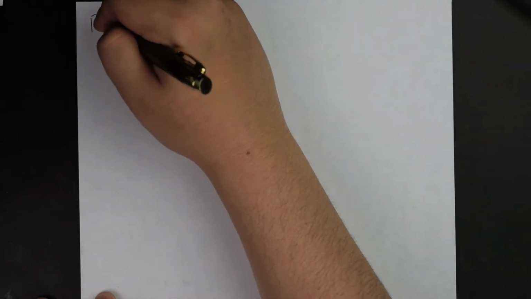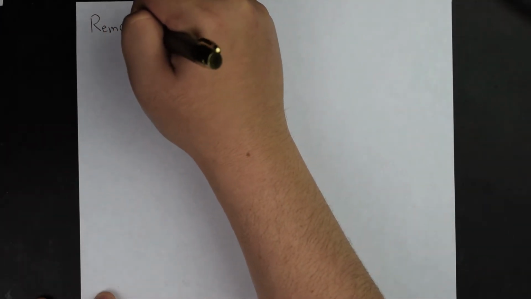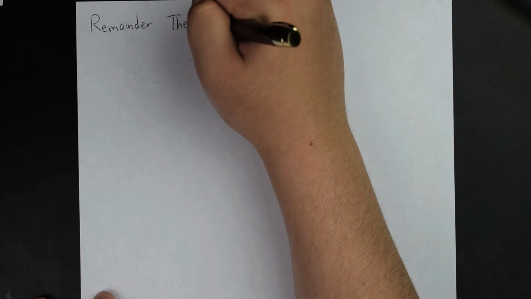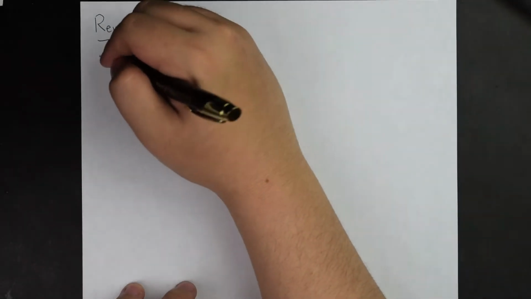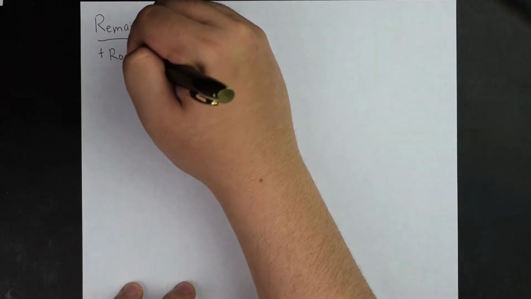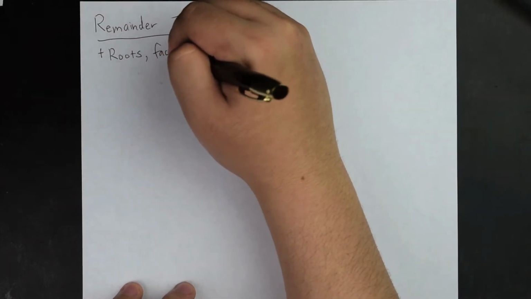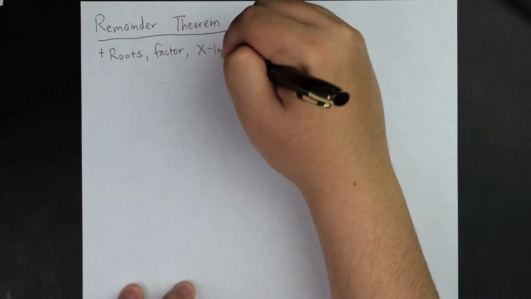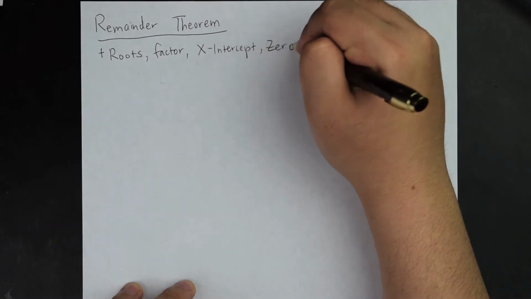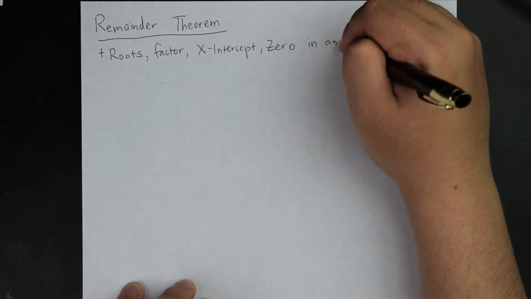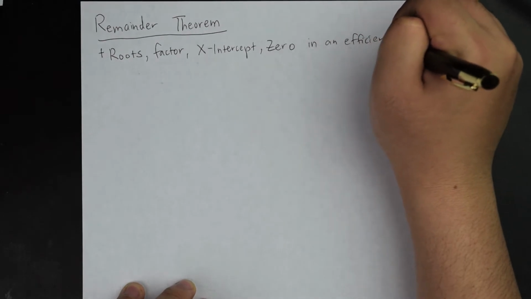Today I'm going to be going over a concept called the remainder theorem. When we are discussing the concept of the remainder theorem, there's a purpose for it. The purpose of the remainder theorem is to find roots or factors, or we could call it the x-intercept. There's a lot of different terms for this: x-intercept or the zero. The point is to do it in an efficient, fast way.